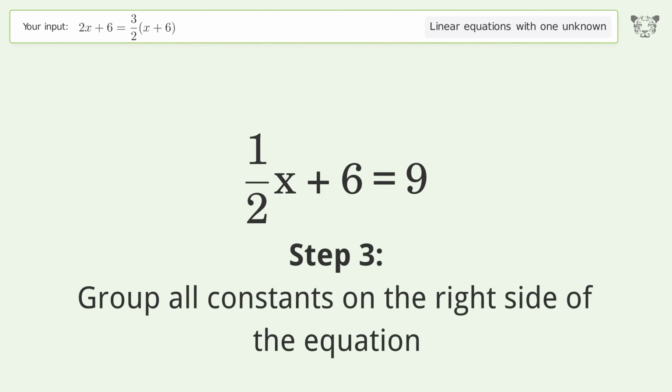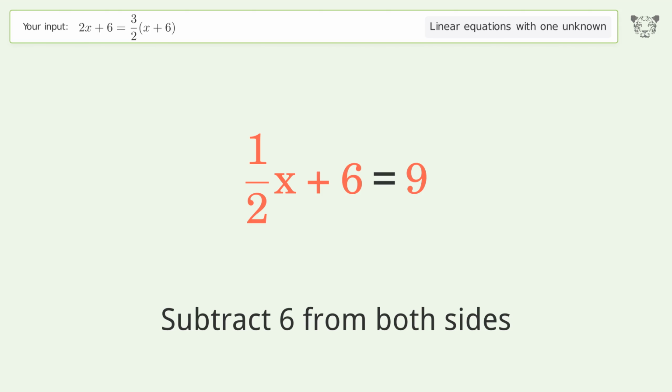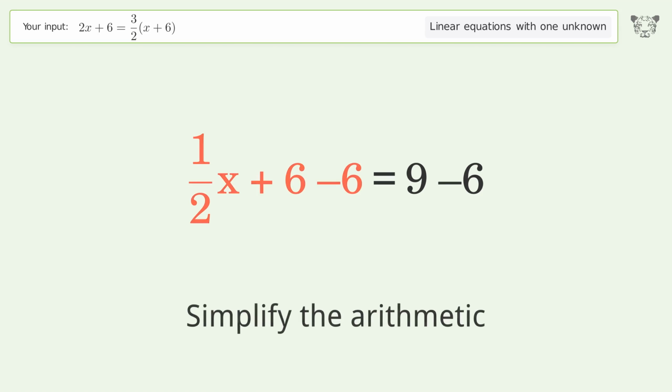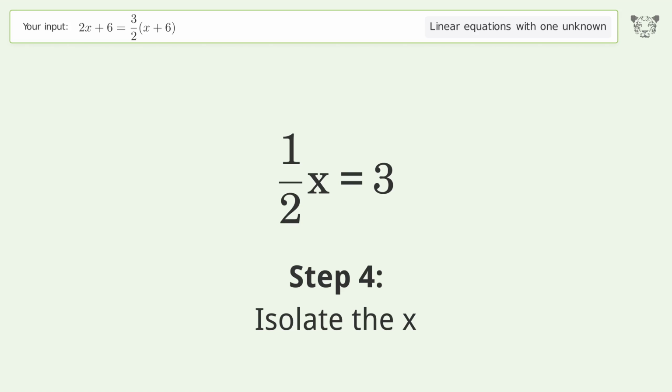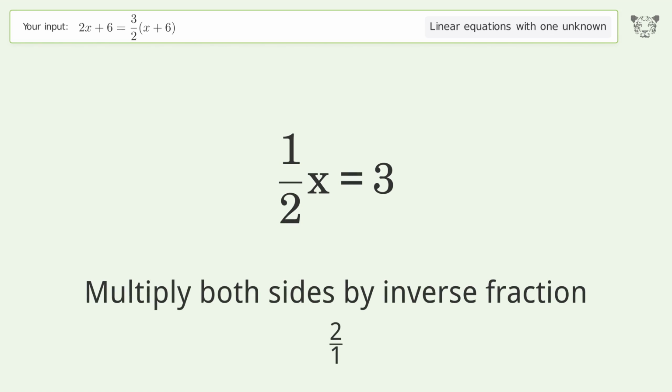Group all constants on the right side of the equation. Subtract 6 from both sides. Simplify the arithmetic. Isolate the x. Multiply both sides by inverse fraction 2 over 1.